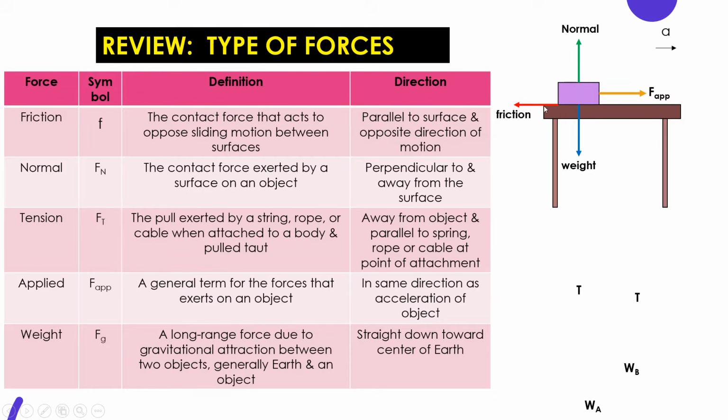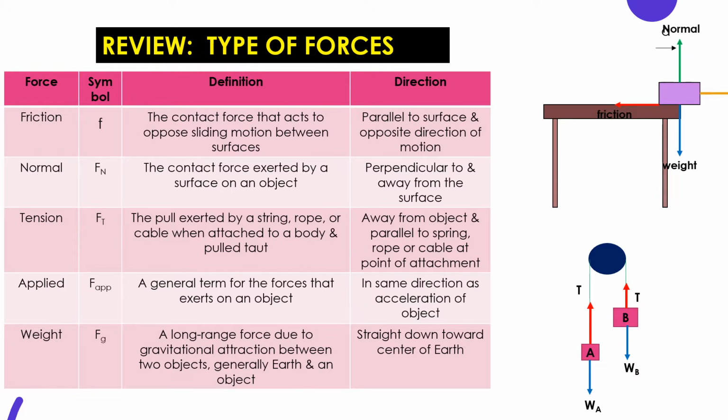Alright, so this is the friction. Let's say the object is moving to the right. Look here, the frictional force must be in the opposite direction to the motion of the block. Okay, for the next one, let's say we have two hanging blocks, A and B.